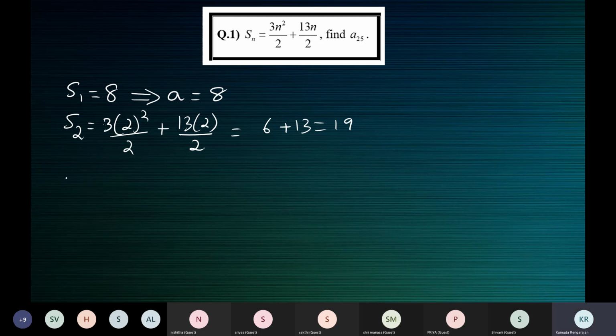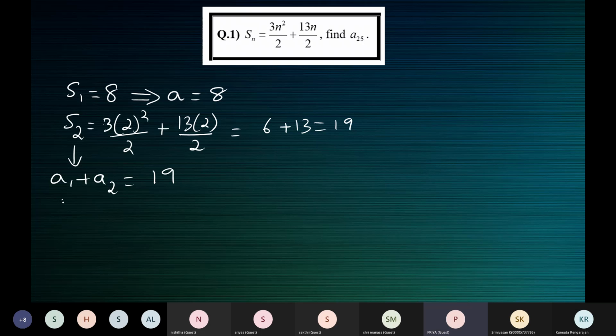And what do you mean by S2? A1 plus A2, ma'am. S2 means A1 plus A2 is equal to 19. Next what? What should we do? A plus D. Louder? A plus D, ma'am.